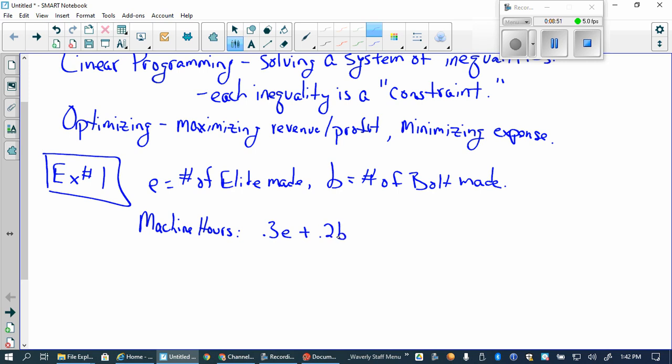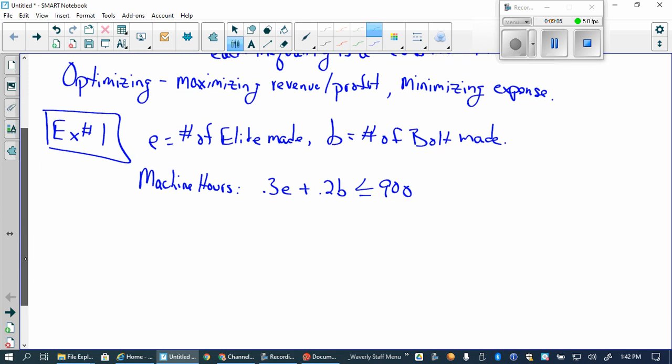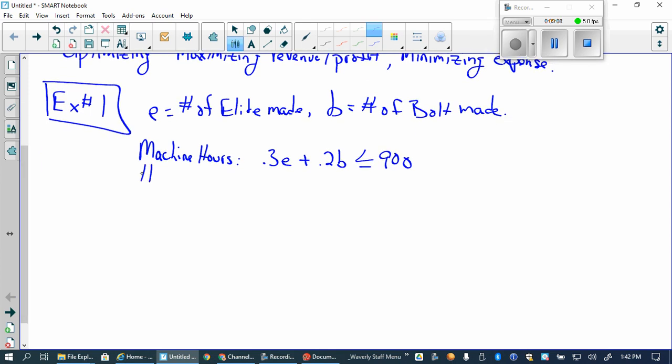And what's the max amount of machine hours they're willing to dedicate to it? Okay, so what would I write? Less than or equal to 900. All right, you got your first constraint, right? All right, so then hand hours. Maybe you're getting the idea now. What would be the inequality for hand hours between the 2 of them?